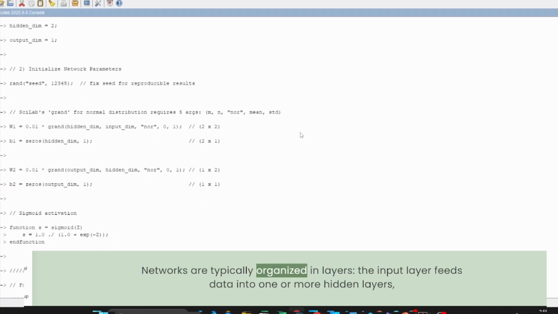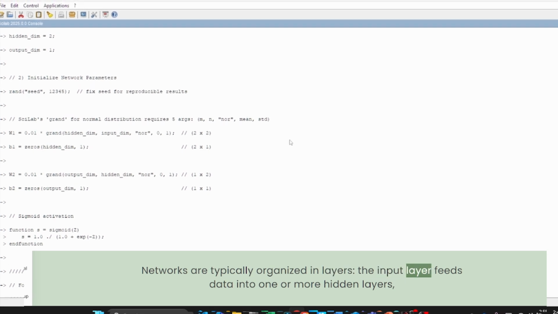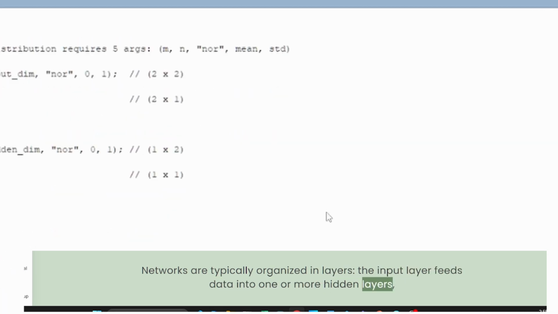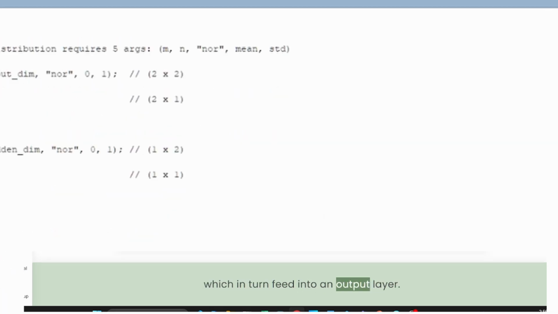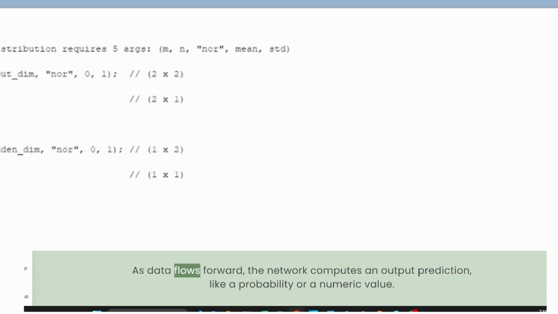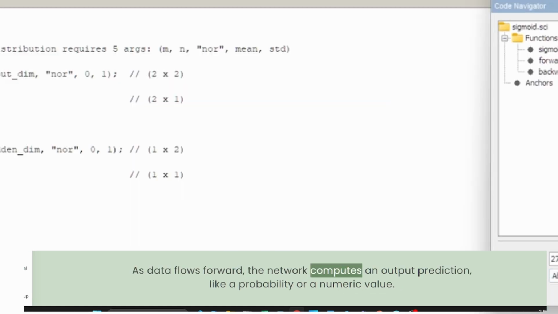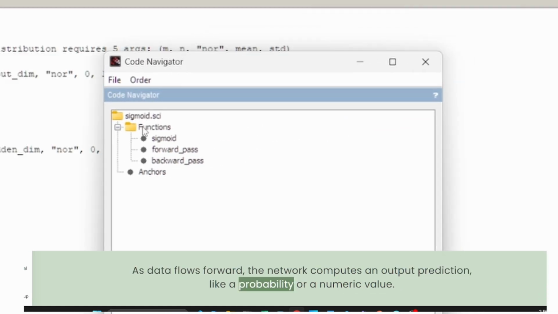Networks are typically organized in layers. The input layer feeds data into one or more hidden layers, which in turn feed into an output layer. As data flows forward, the network computes an output prediction, like a probability or a numeric value.